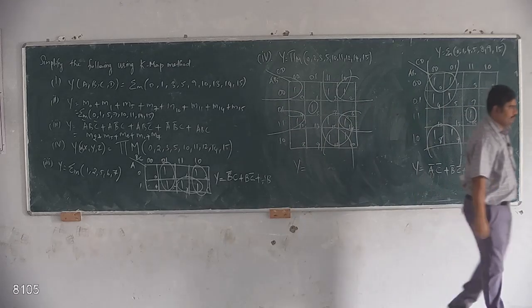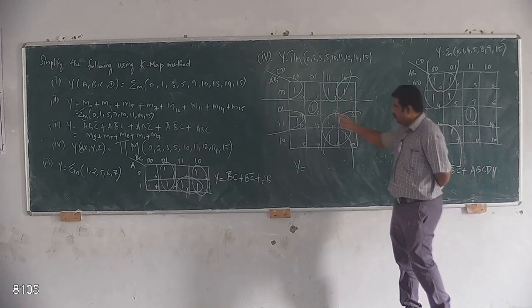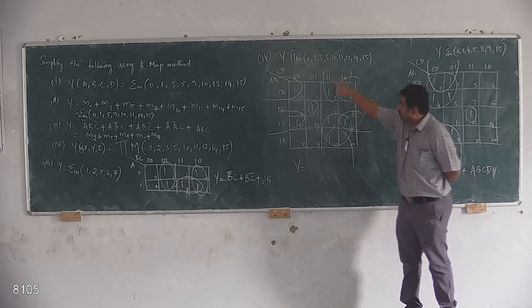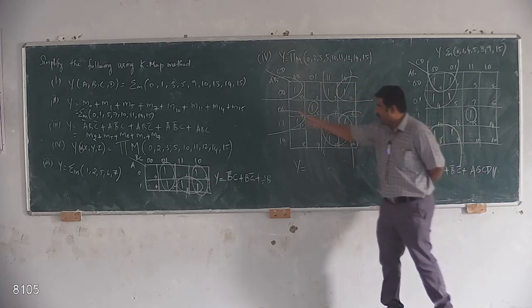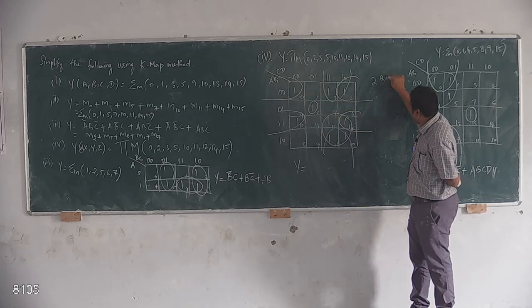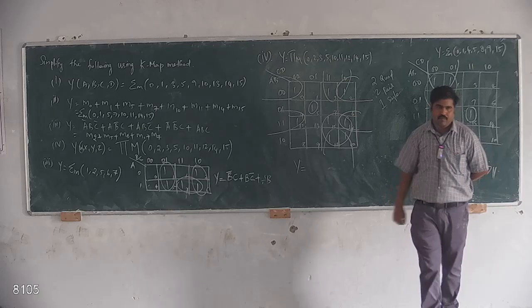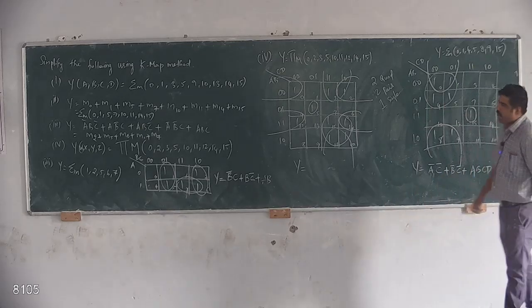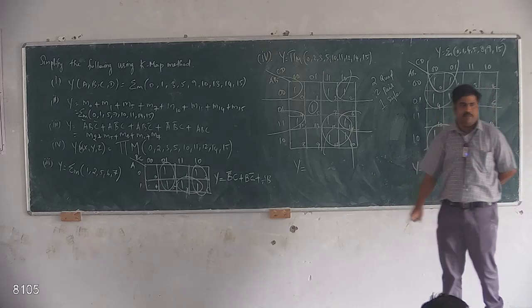Find the answer. So listen here. This is one quad. This is another quad. Okay. This is one pair. This is another pair. There are two quads, two pairs, and one single cell combination. Solve it. There are two quads available, two pairs available, and one single cell combination is available.